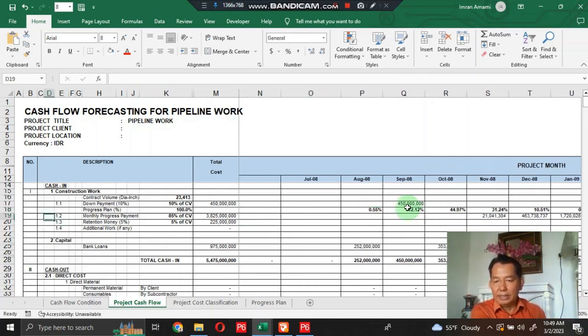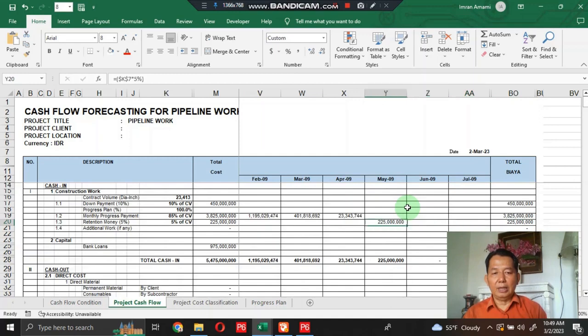And this is the retention money. Retention money should be repaid at the end of the project stage, so the project cost item shall be allocated at the end of this project stage. You should allocate it here.